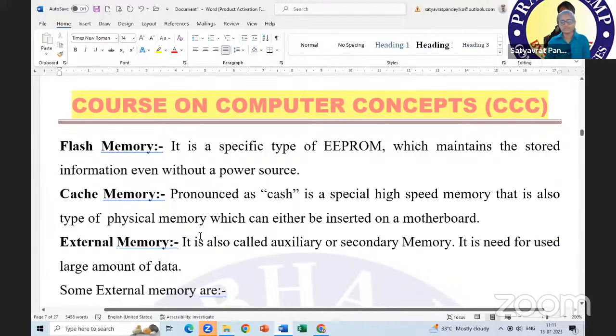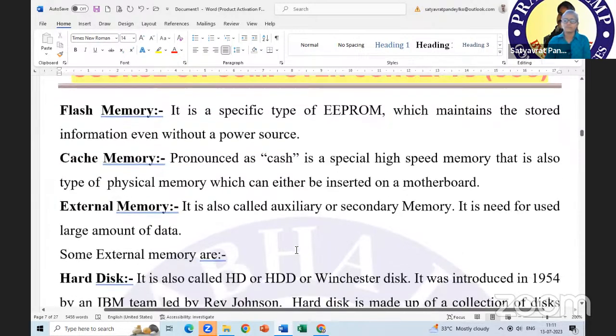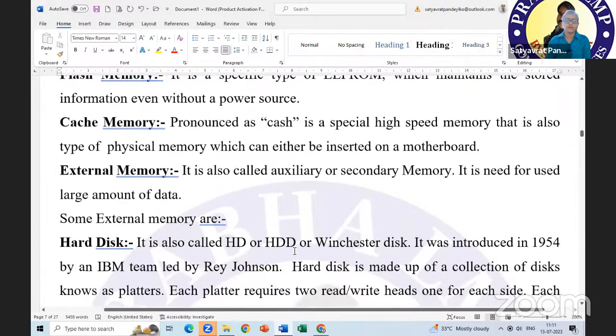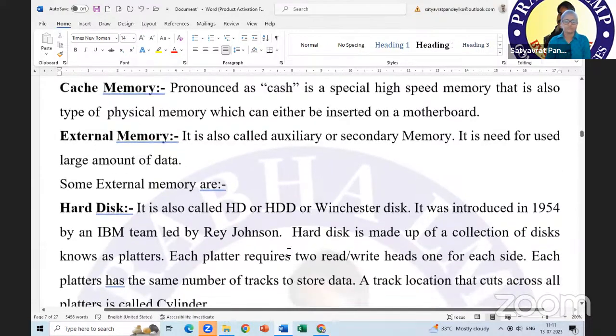Cache memory, pronounced as cash, is a special high-speed memory that is also a type of physical memory which can either be inserted on a motherboard. External memory is also called auxiliary or secondary memory. It is needed for use of large amounts of data.